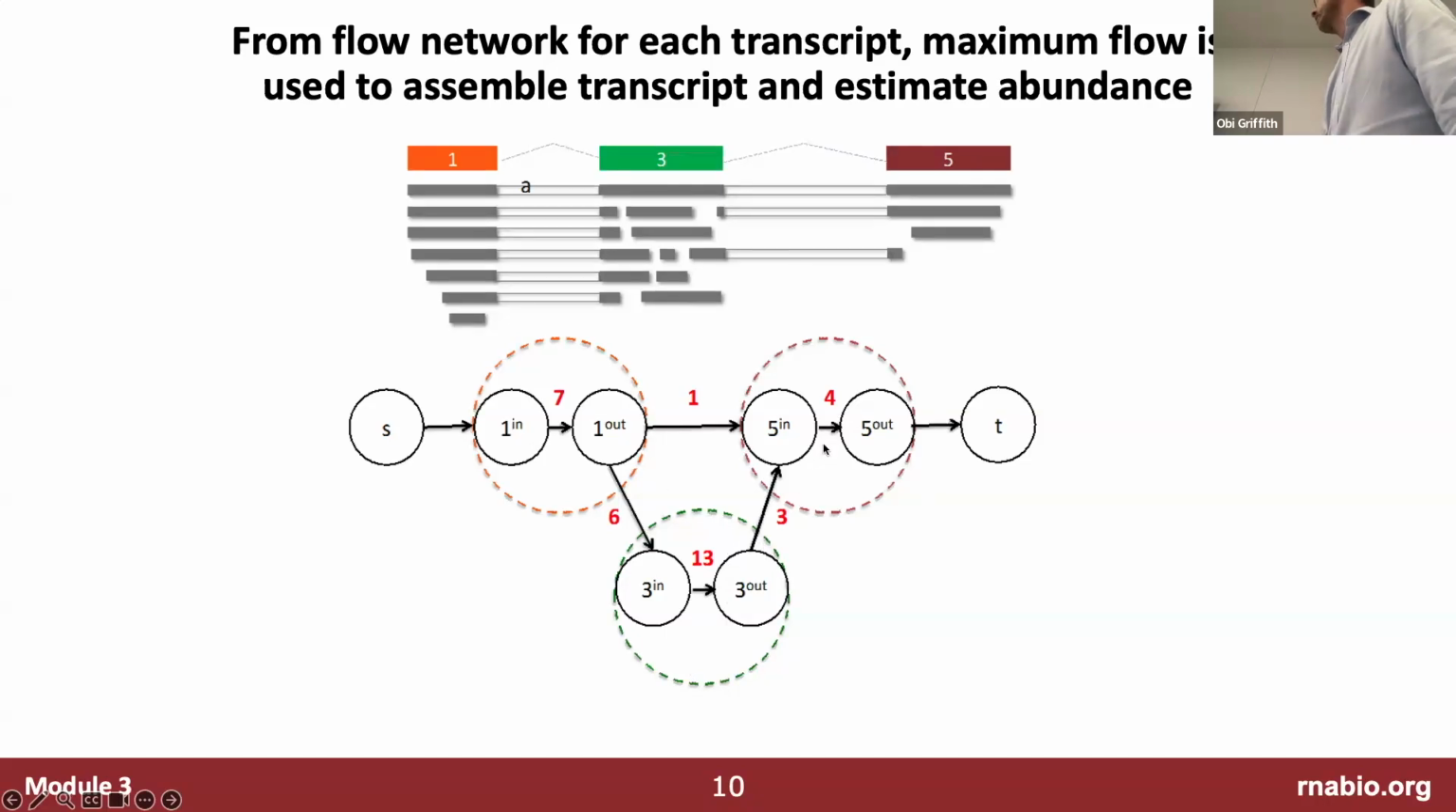And then you can estimate an abundance level and then repeat that process for different paths through the graph until you have an expression estimation for the different possible isoforms.